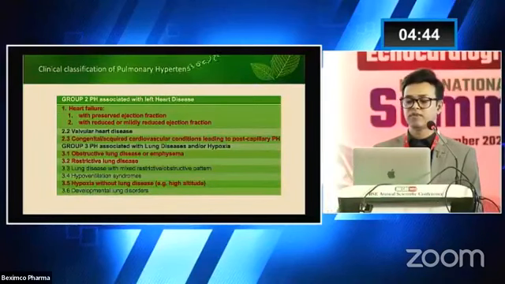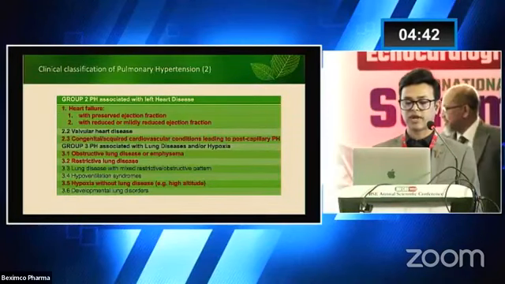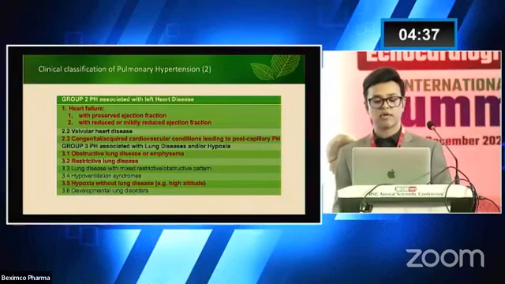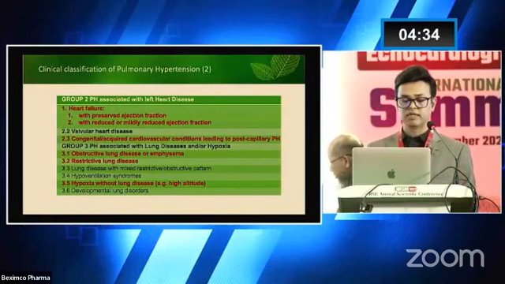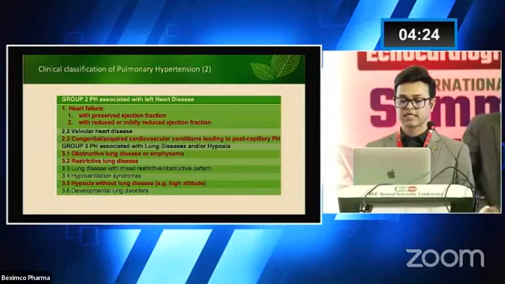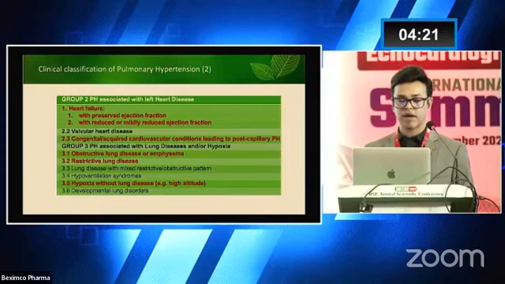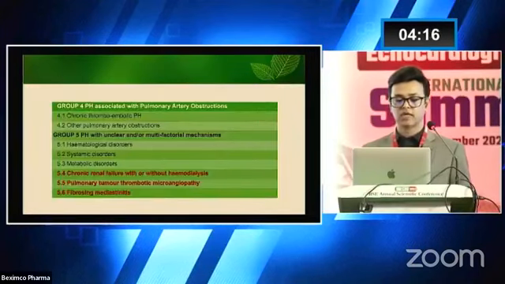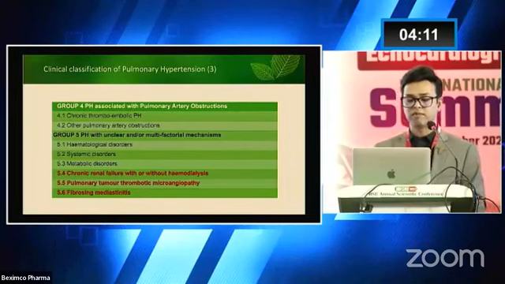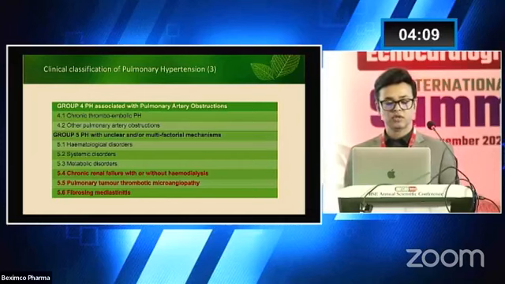Group 2 is associated with left heart disease: heart failure with preserved ejection fraction, with reduced or mildly reduced ejection fraction, valvular heart disease, congenital or acquired cardiovascular conditions leading to post-capillary PH. Group 3 is associated with lung disease and hypoxia: obstructive lung disease or emphysema, restrictive lung disease, lung disease with mixed restrictive or obstructive pattern, hypoventilation syndrome, hypoxia without lung disease, that is high altitude, developmental lung disorder. Group 4 is associated with pulmonary arterial obstruction: chronic thromboembolic pulmonary hypertension, other pulmonary arterial obstruction.